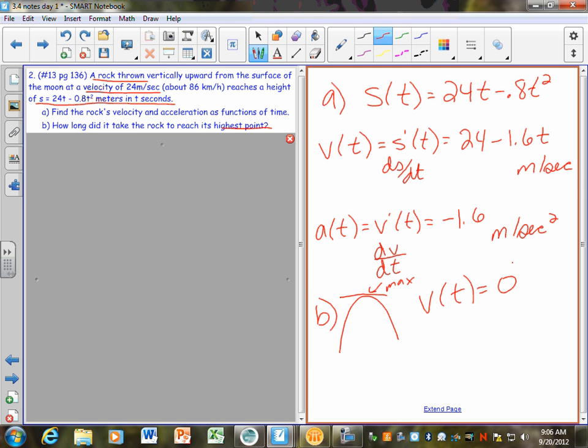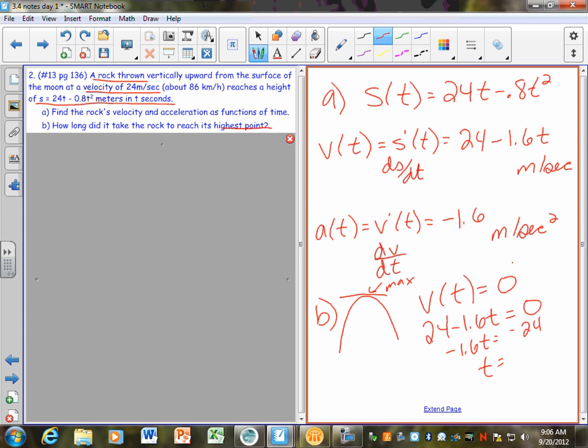So all you have to do for part B is know what it's asking, and all you got to do is set 24 minus 1.6t equal to 0. And that's it. No graph needed. Calculus is amazing. It is amazing. You should go back and do this the long way, and then you'll think it's amazing.